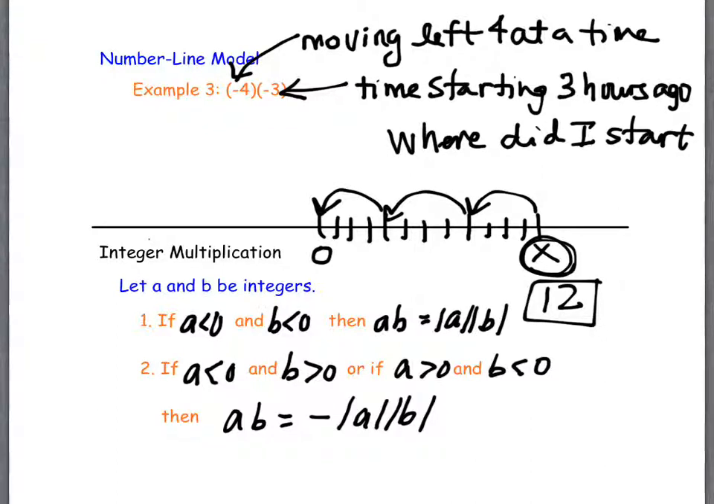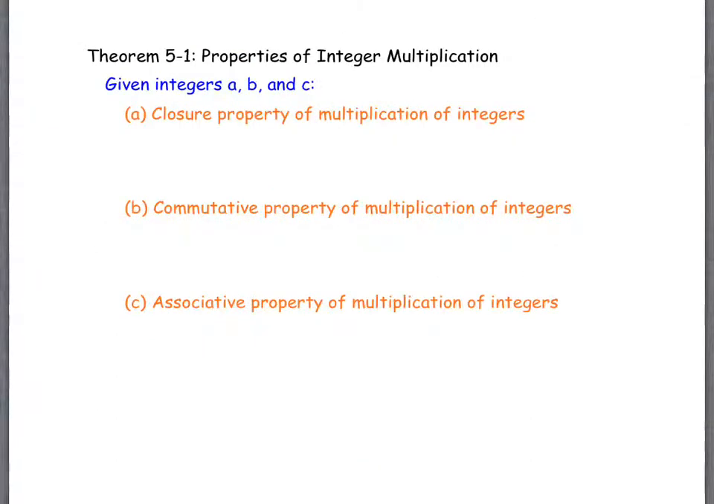Let's talk about the properties of integer multiplication. You've seen most of these before. The first one is the closure property.